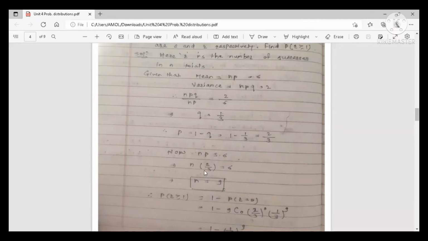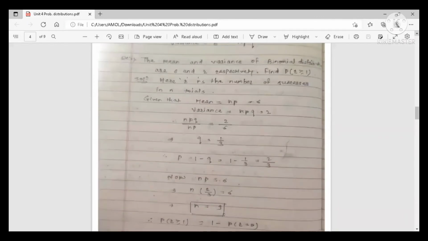Put here p is equal to 2 by 3. And so n is equal to, you shift this 2 by 3 to the RHS and simplify it, then you will get the value of n. And here the value of n is 9, okay? So the value of number of trials here, value of p, probability of success, probability of failure is also there. The value of q is probability of failure.